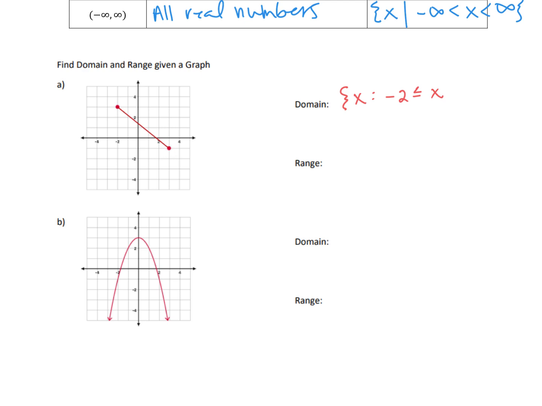Because of the closed circle, we're going to include the 3. So we're going to have less than or equal to +3. There's one way to express domain.